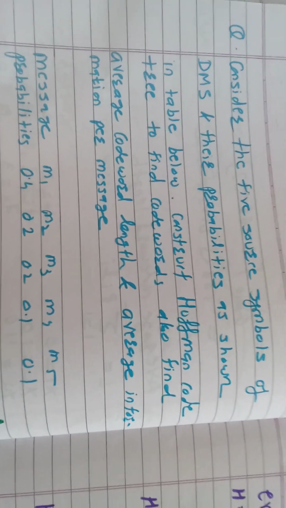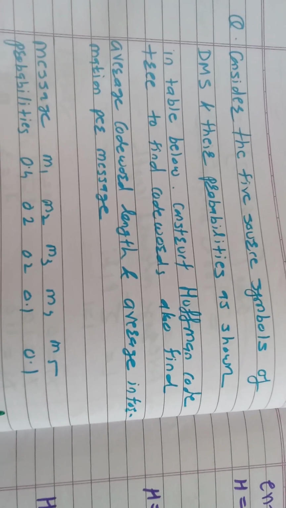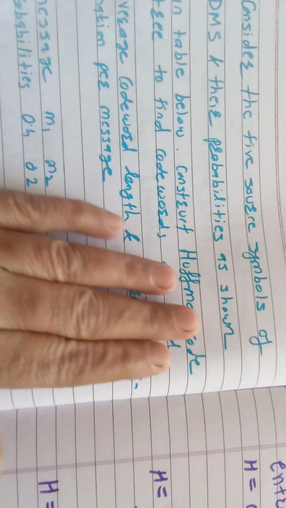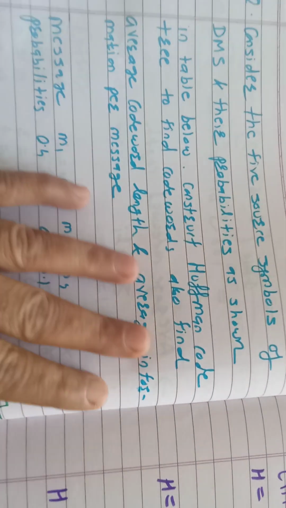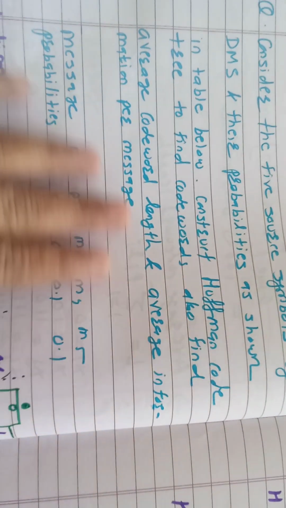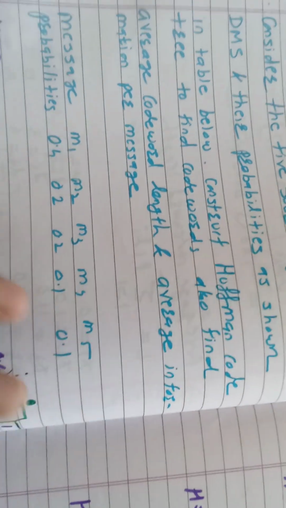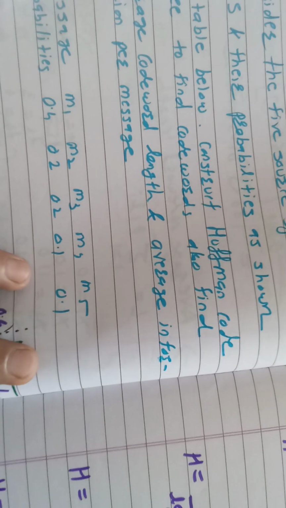Hello students, today we are going to understand how to build the Huffman tree, which is a source encoder. Consider the five source symbols of a discrete memoryless source and their probabilities shown in the table below. Construct the Huffman code tree to find code words, also find average code word length and average information per message. The messages given are M1, M2, M3, M4, M5 and probabilities are 0.4, 0.2, 0.2, 0.1, 0.1.